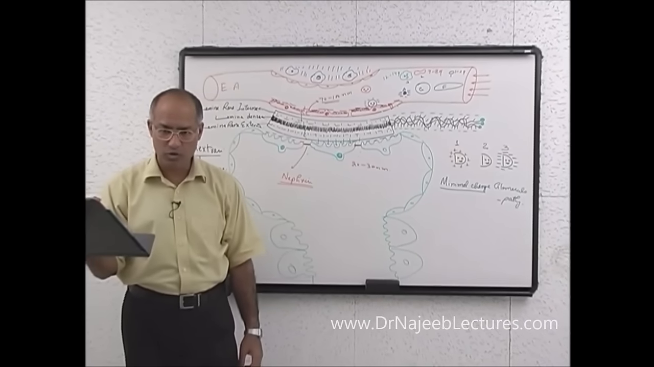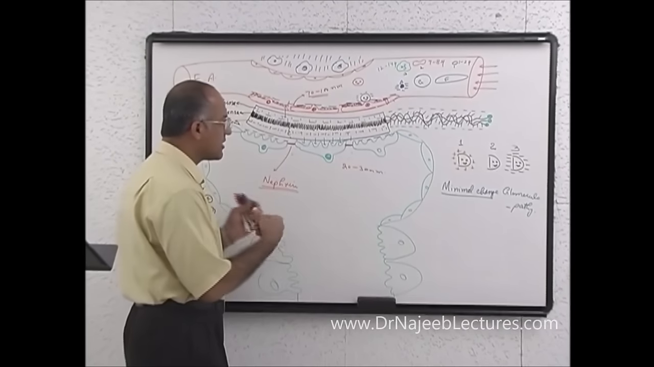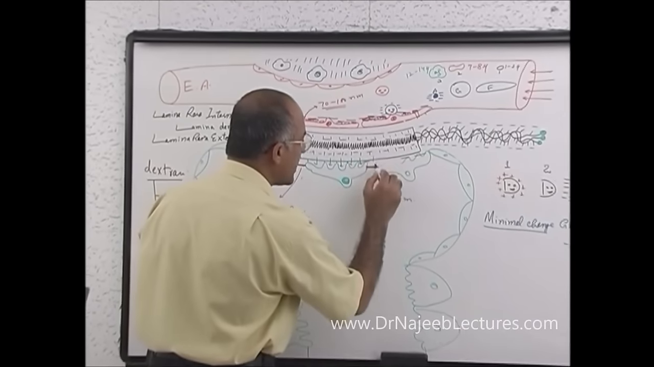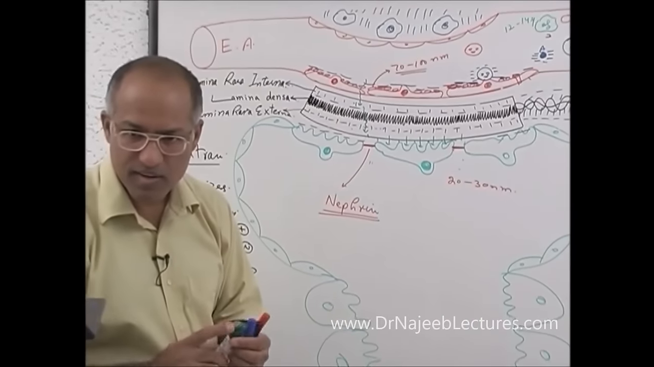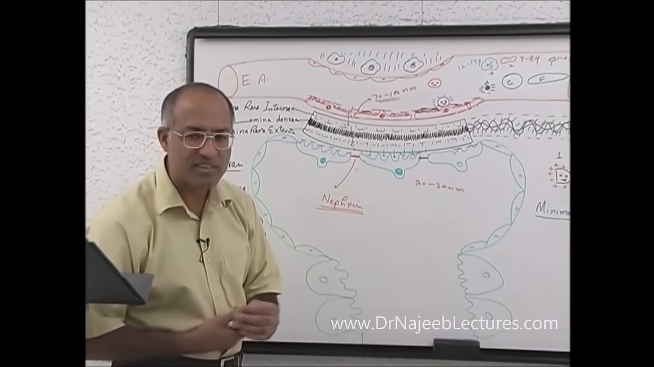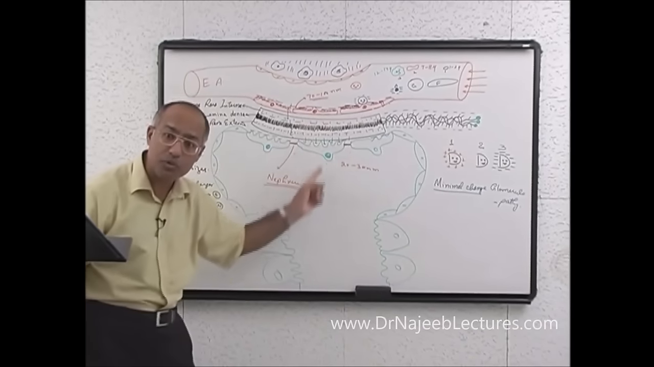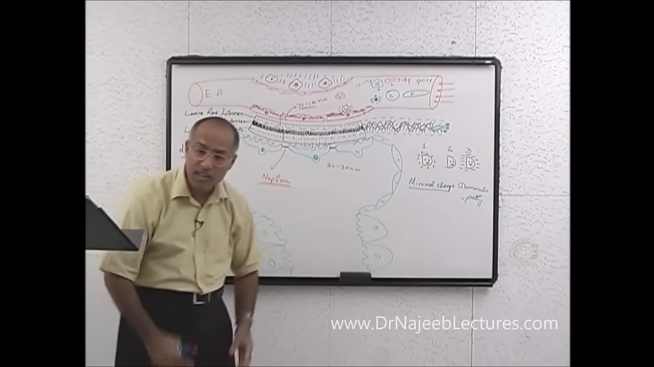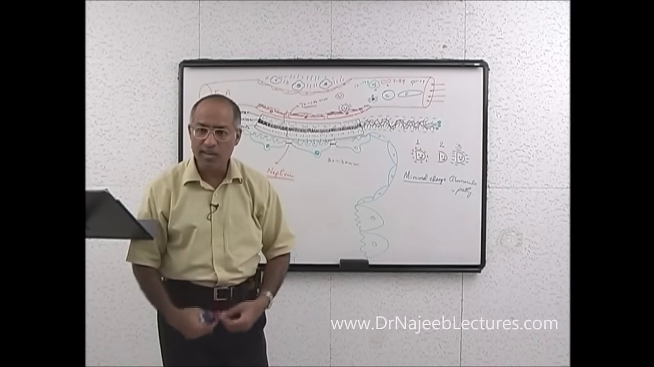Under electron microscope, you just find that in this disease, these cells are a little bit disrupted and a little bit swollen and have lost their foot processes. So there's minimal change, or almost no significant change, in the glomeruli, but there's very heavy proteinuria. A lot of albumin is leaking into urine.